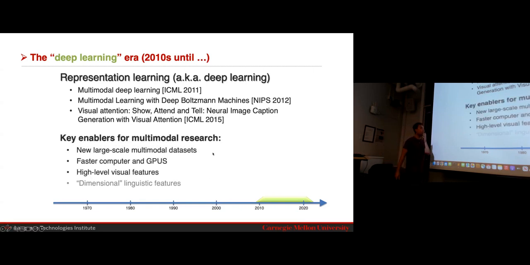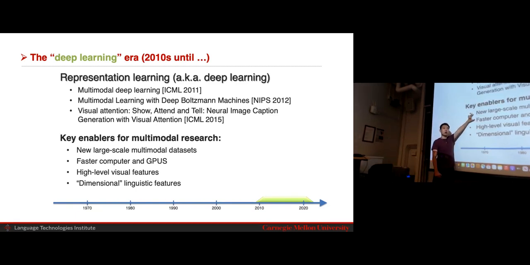Now, of course, there were some key enablers for multimodal research in this deep learning era. We had much larger multimodal datasets. We had much faster GPUs, but those typically accelerated all areas. What was more specific to the multimodal era was the idea that you could take images, which are very high dimensional, very noisy, with lots of low level features, and really come up with high level descriptors, right? Lower dimensional compact embeddings that contain semantic information about these images.